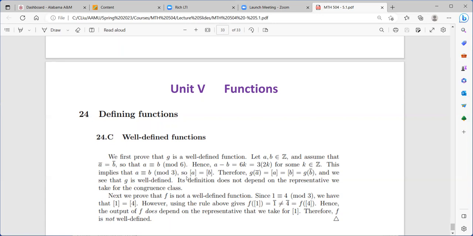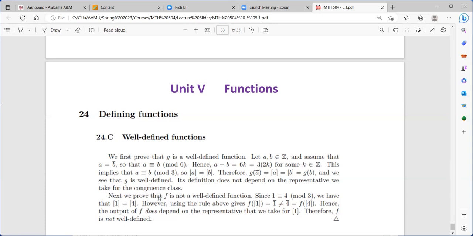You only have one class in the second coordinate corresponding to a class in the first coordinate. So that's well defined. Its definition does not depend on the representative we take for the congruence class. Remember, we always check that.